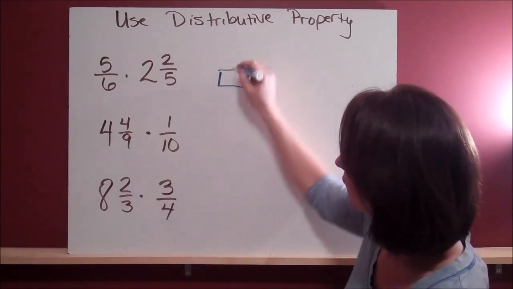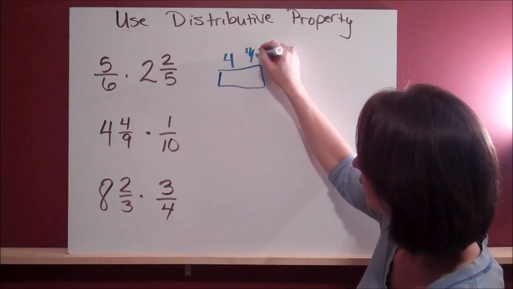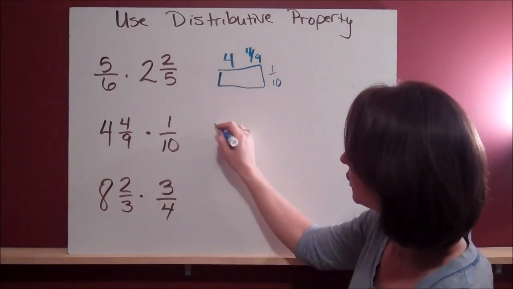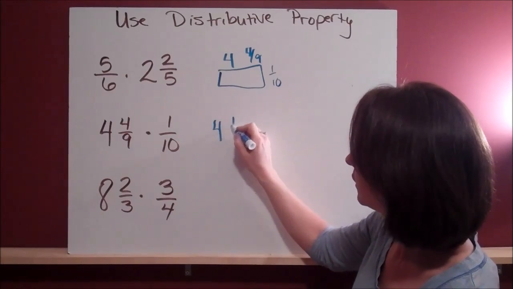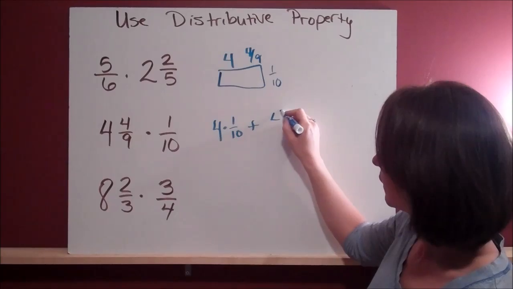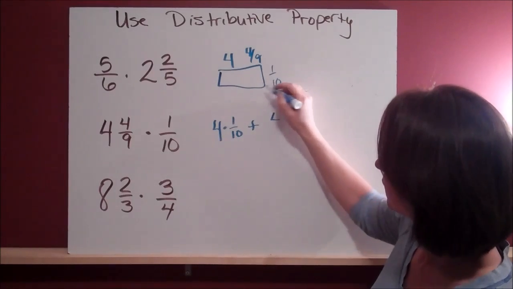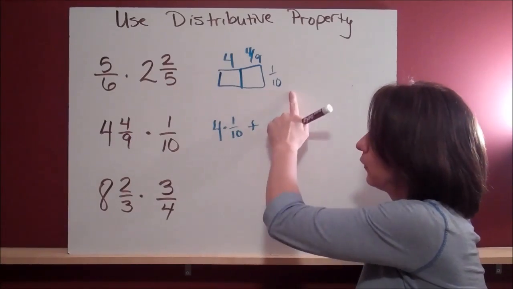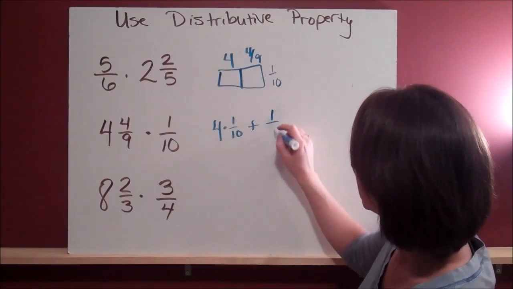You've got a 4 and a 4/9, and you have to multiply both of them by 1/10. So this problem should look like 4 times 1/10 plus 1/10 times 4/9.